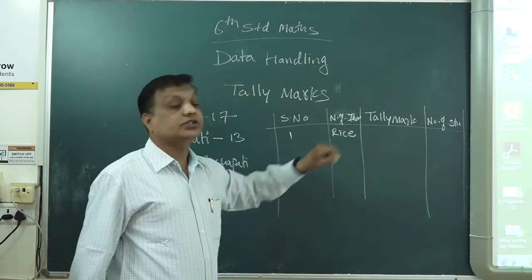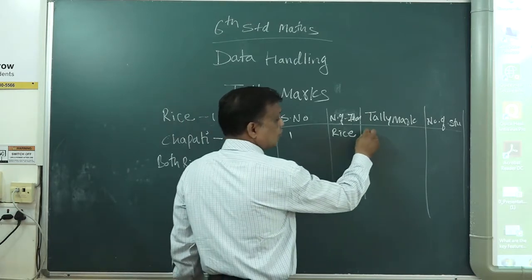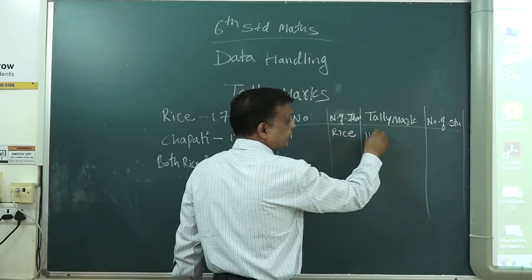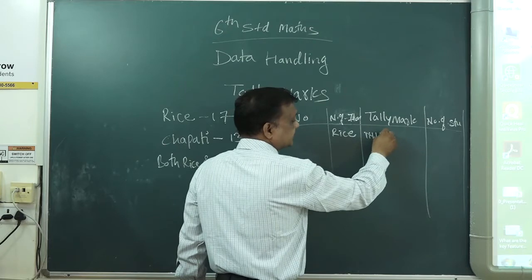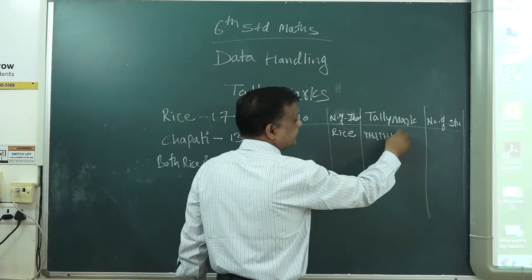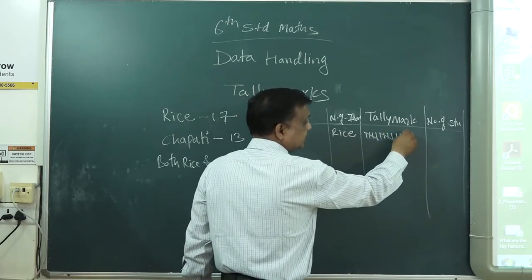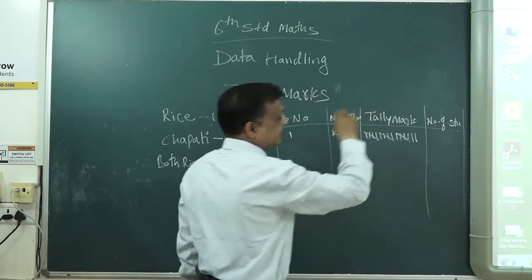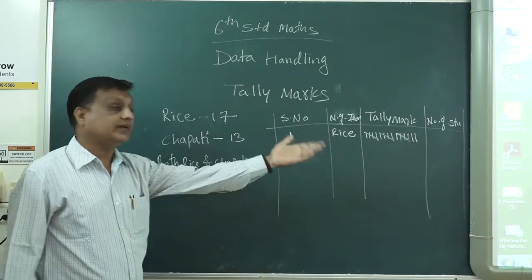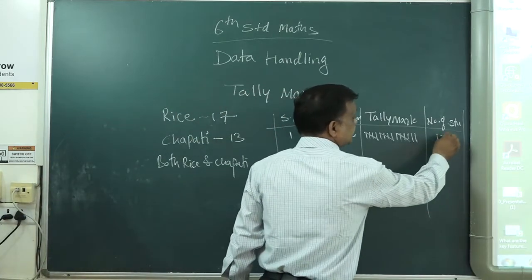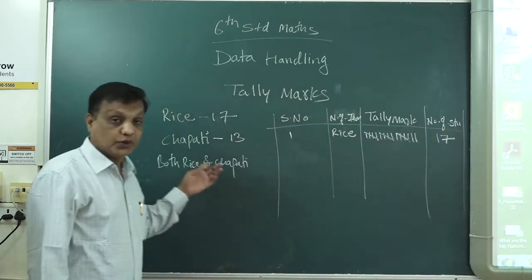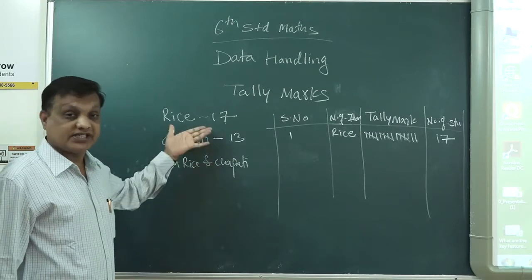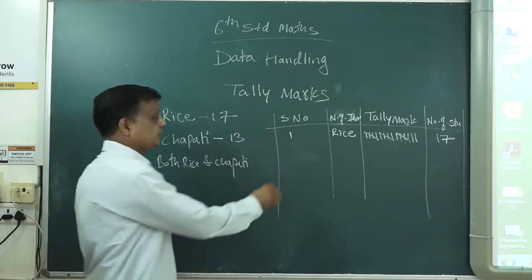Now rice. How many students like rice? 17 students. So 1, 2, 3, 4, 5, 6, 7, 8, 9, 10, 11, 12, 13, 14, 15, 16 and 17. This is the tally mark symbol. The same you have to write as a number, it is 17. This information, this data, I am showing in the form of a tally mark.